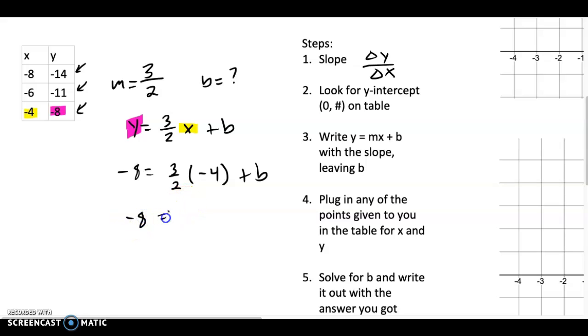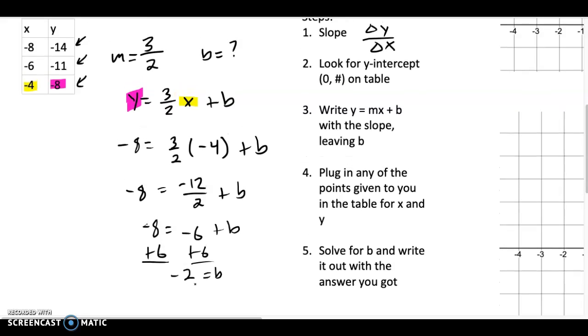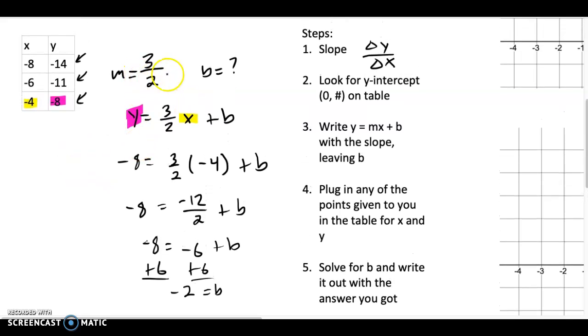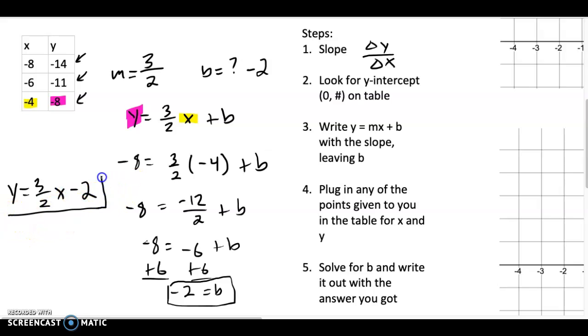So this is a negative 8. If I multiply, this is just multiplying the numerator. So I get negative 12 divided by 2 plus b. Negative 12 divided by 2 is negative 6, equals negative 8 plus b. And then I add 6 to both sides. And I get that b is equal to negative 2. So I finish my last step by writing it out. I had my slope up here, my b is negative 2 because I just solved it down here. So now I just rewrite it: y equals 3 over 2 x minus 2. So we can always plug in any point that's given to us that we know is on the line to figure out where it crosses the y-intercept.